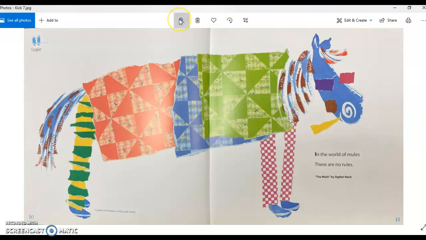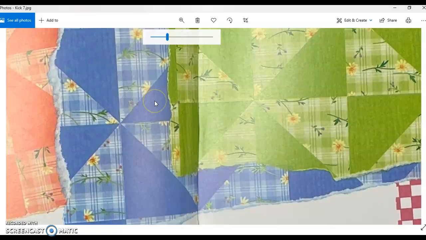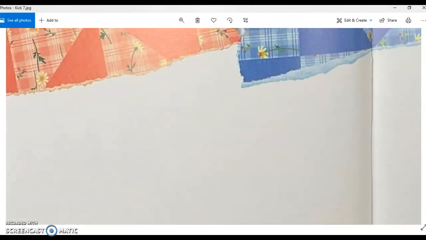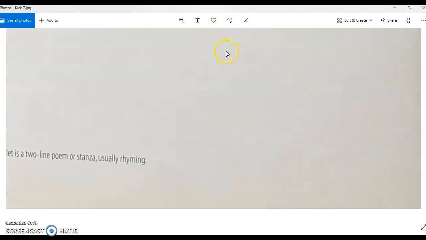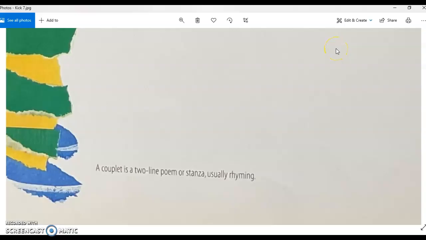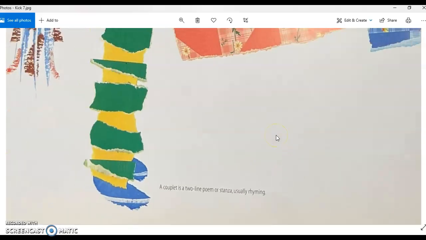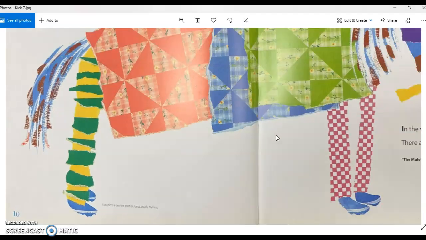And I'll zoom in here so you can see down here. There on each page in very small print, there is written a definition of the form. A couplet is a 2-line poem or stanza, usually rhyming. All right, so that's enough reading for today. It's enough on me.